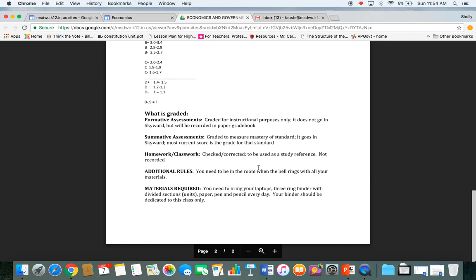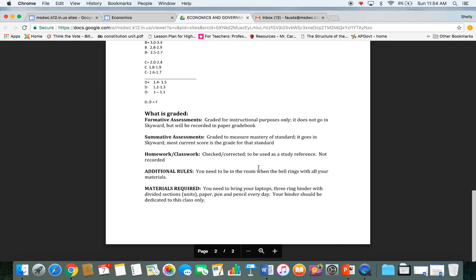There are different types of assessment. Formative, these are just graded for instructional purposes. I'm not going to put these in Skyward. These are going to go in my paper grade book. The summative assessment is the standard test that you are accustomed to. This is the one that is going to go in Skyward. And if you do the retesting, the most current grade is going to go in. So if you go backwards and you do worse, then that's the grade that's going to be in there.